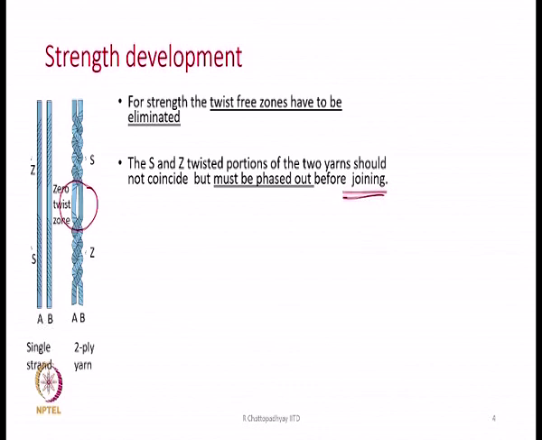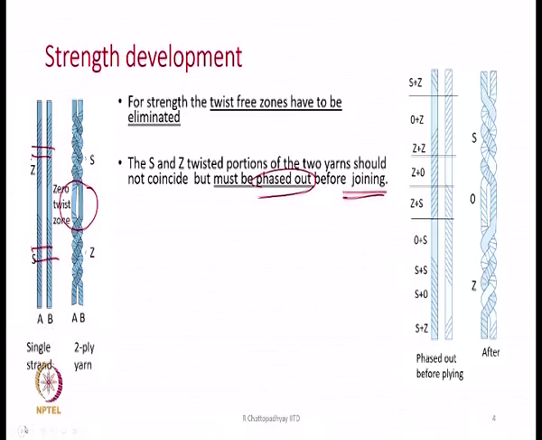That is the solution that we have, that we must make sure that Z and Z, S and S should not coincide before they really get twisted around each other. This has to be avoided. So, to avoid this kind of situation, we have to go for phasing out. Phasing out means that one yarn has to be shifted relative to the other, so that ZZ portions, SS portions do not come next to each other.